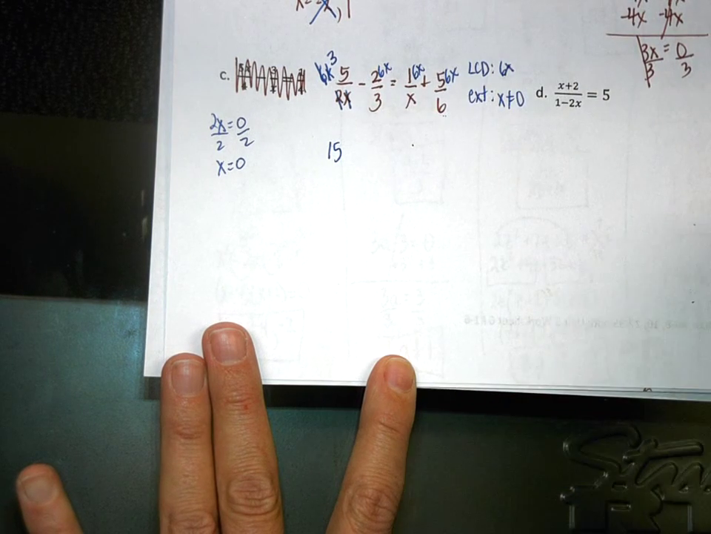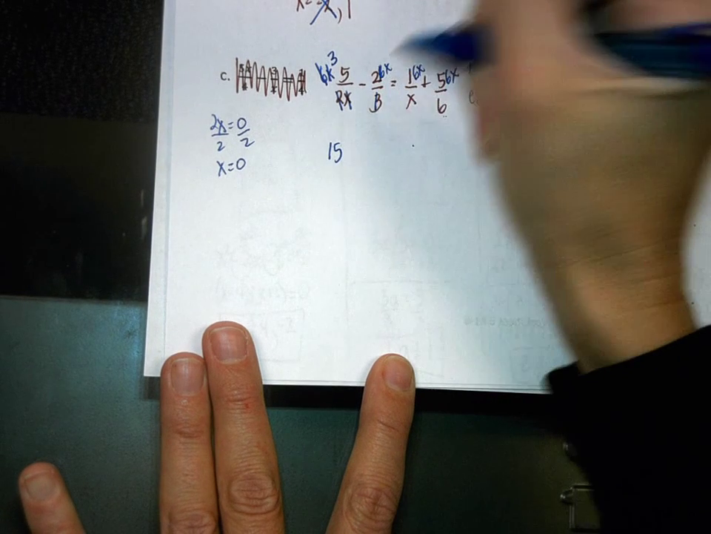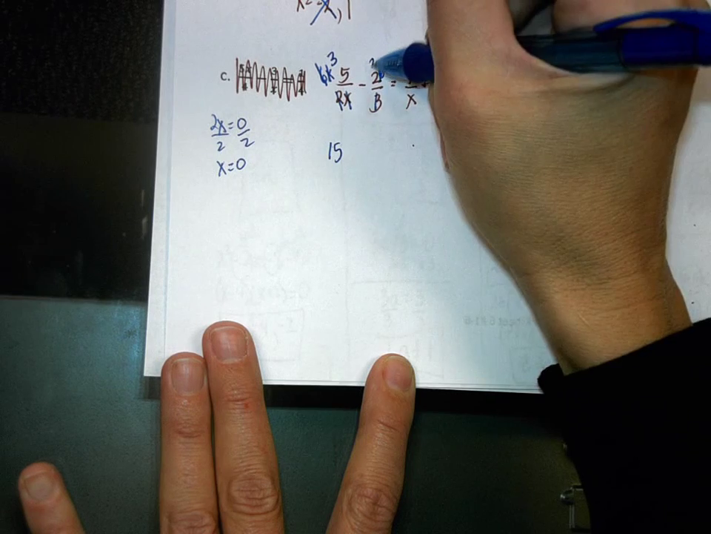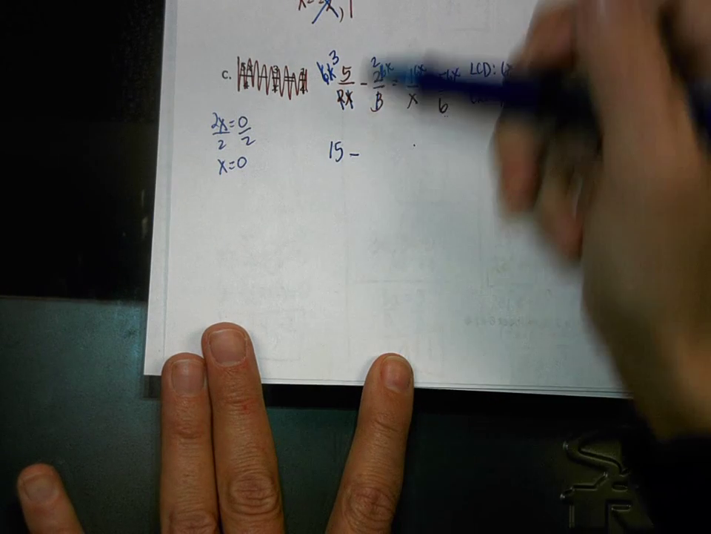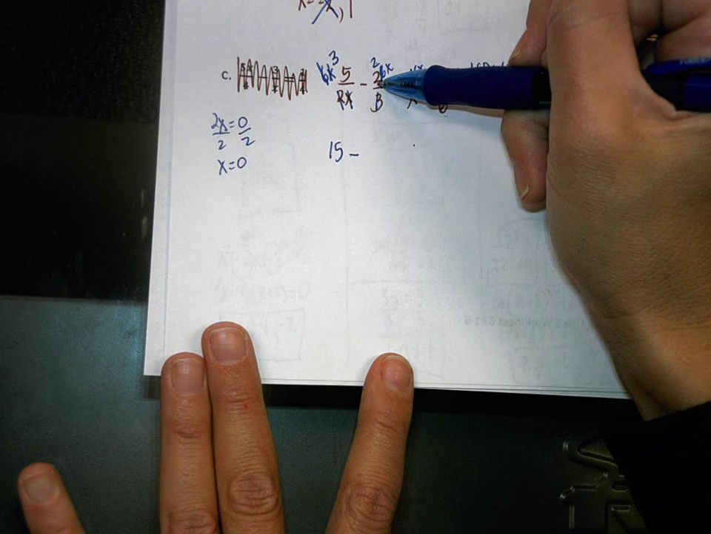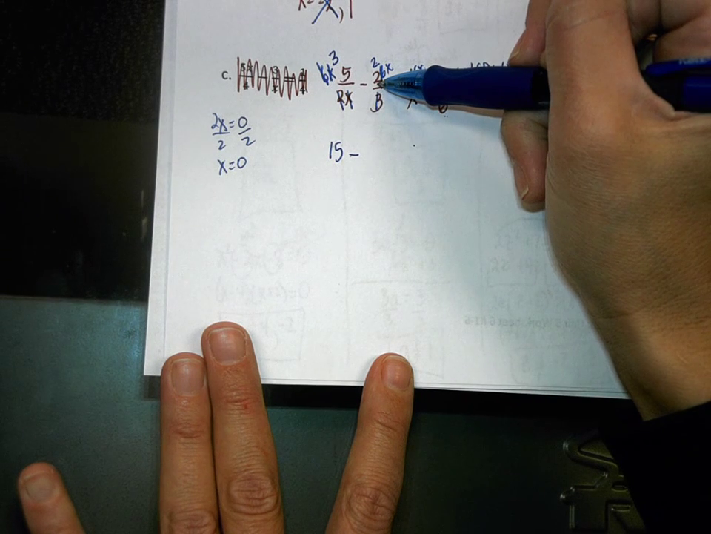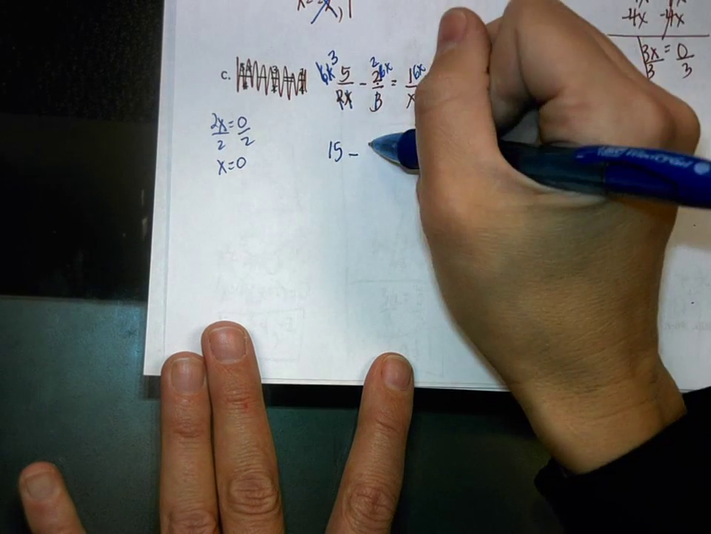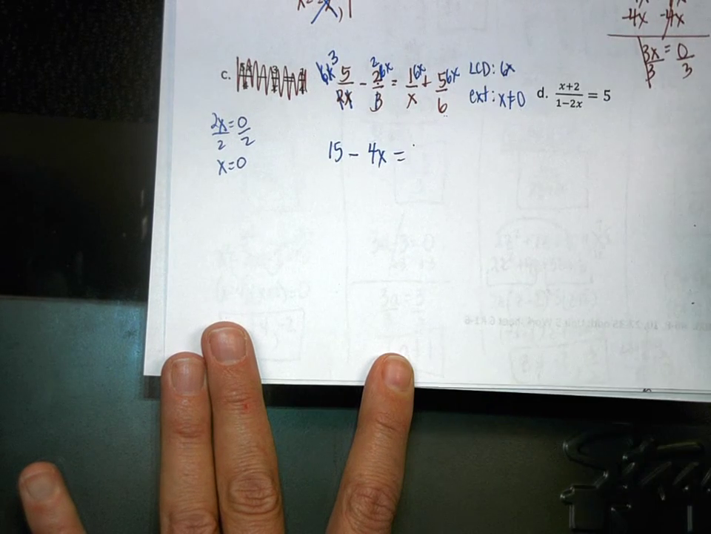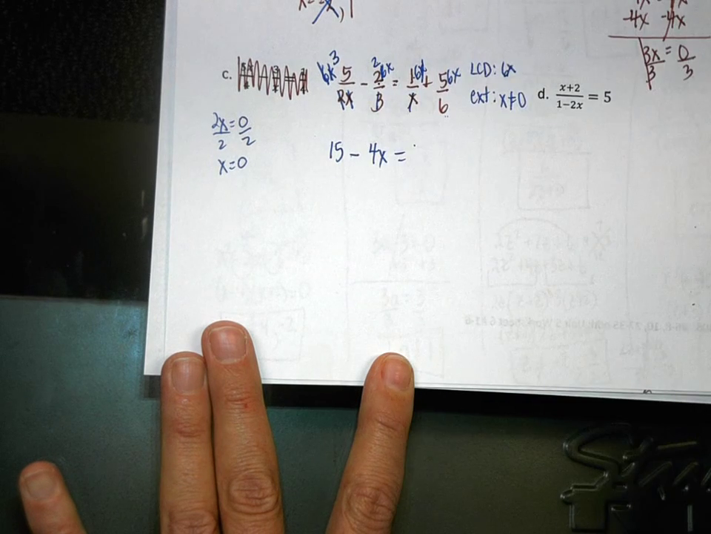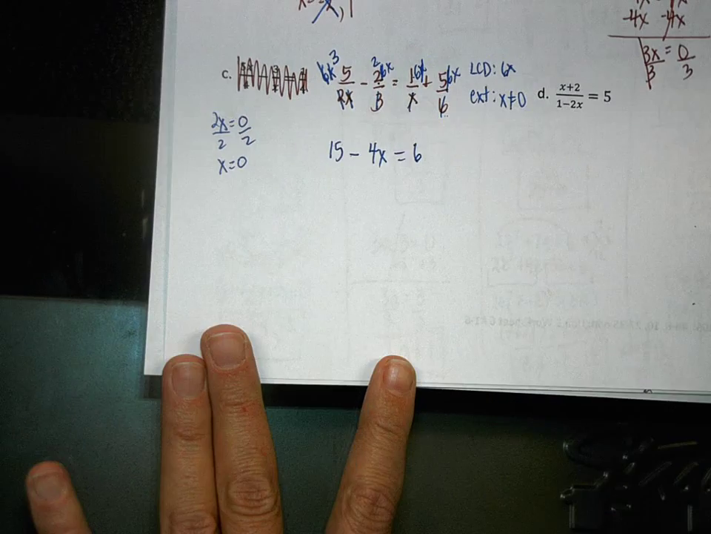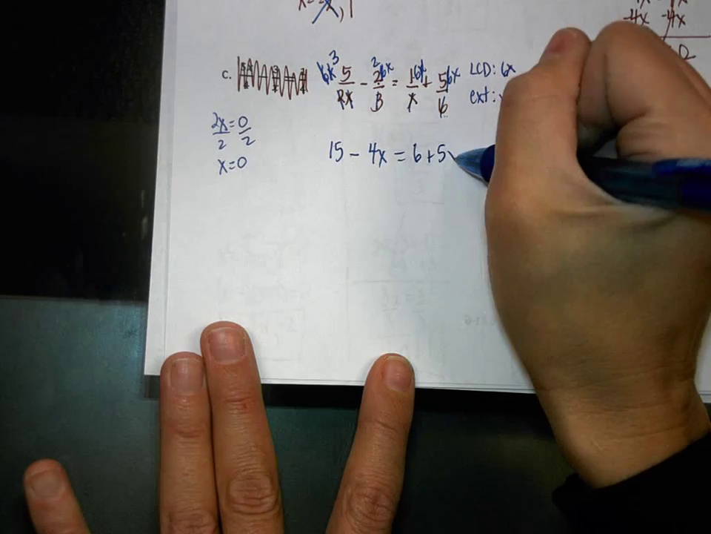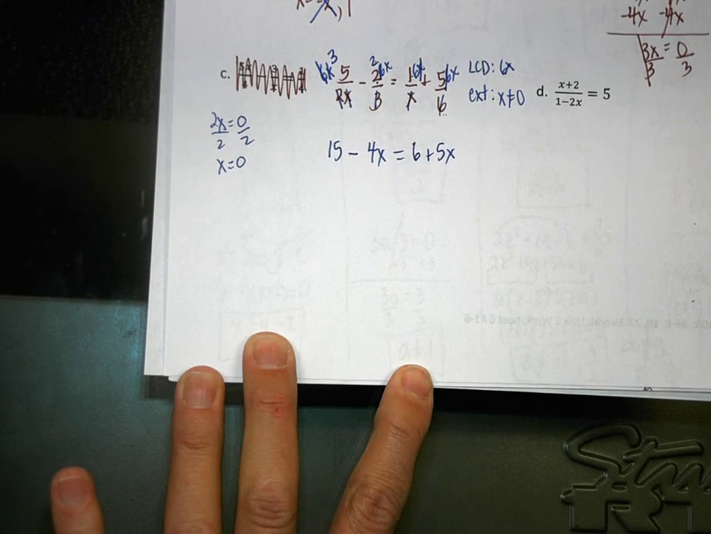Okay, the next one, 3 goes into 6 2 times. So we have a minus sign there in front, and then we have 2 times 2 is 4, and then we solve the x, so that's 4x. Equals, next one, the x's cancel, and then you have 1 times 6, which is 6, and then the 6's cancel, and we have 5 times x, which is 5x. Okay, any questions on that one?